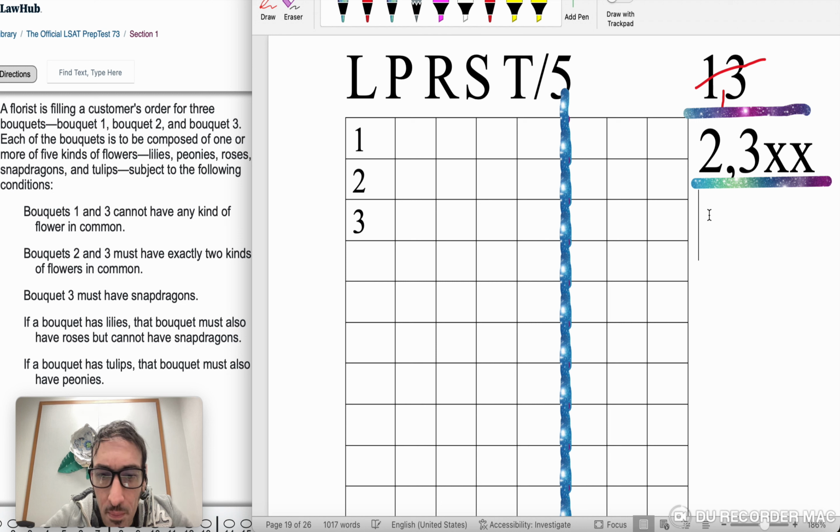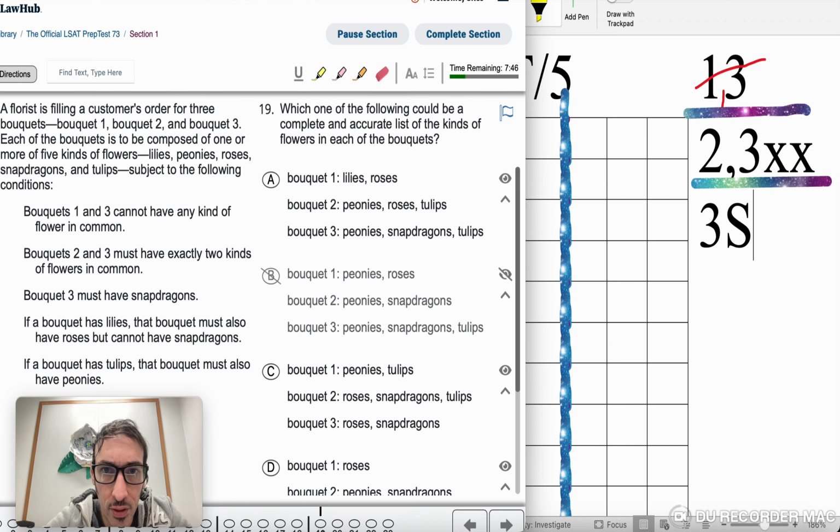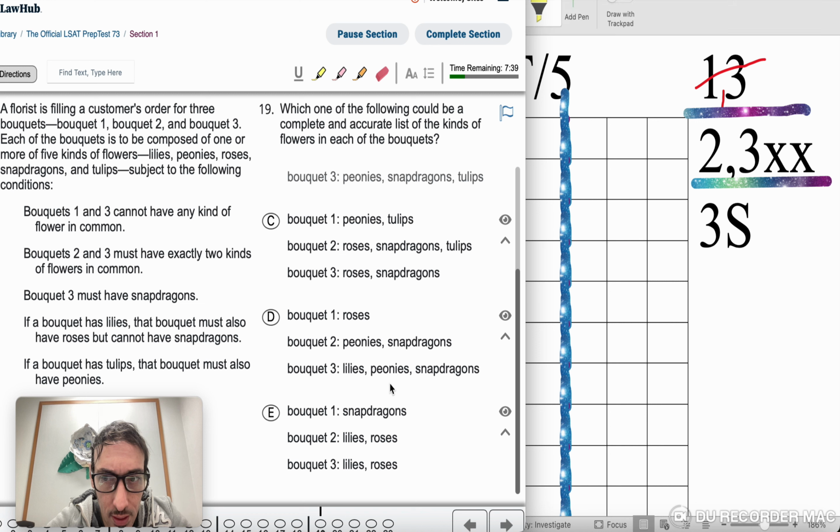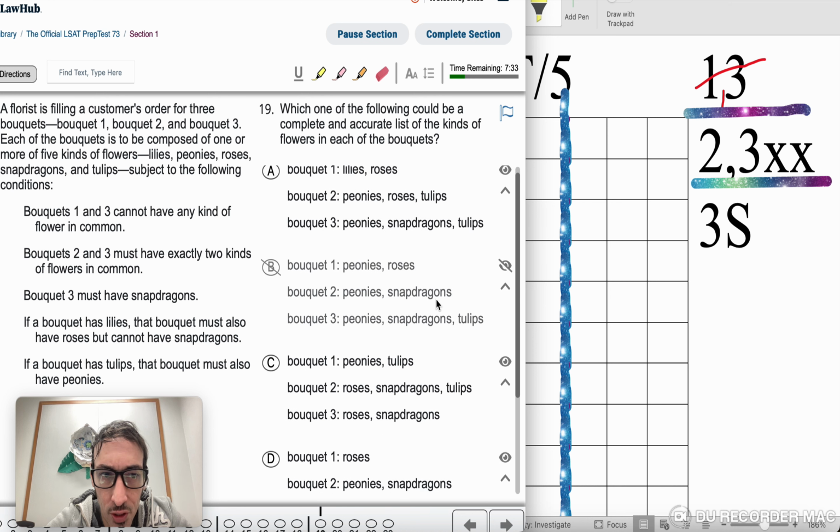Bouquet 3 must have a snapdragon. That's kind of straightforward. So maybe we could just put the letter 3 and S. And now let's look for it. So choice A does have it. Choice C has it. Choice D has it. Choice E, 3 and S doesn't have it. So go ahead and eliminate it. So now we're left with 3 choices at the moment.